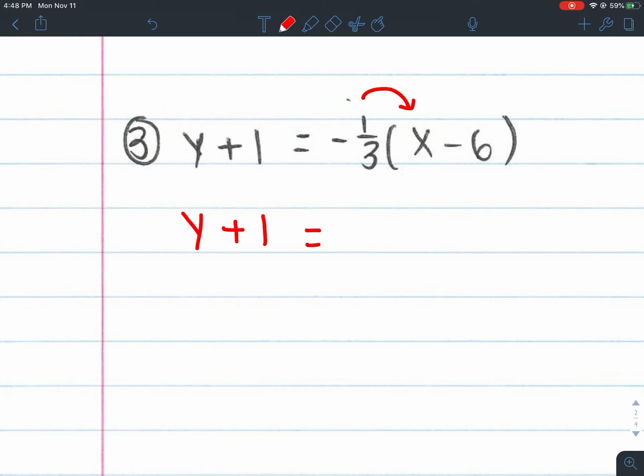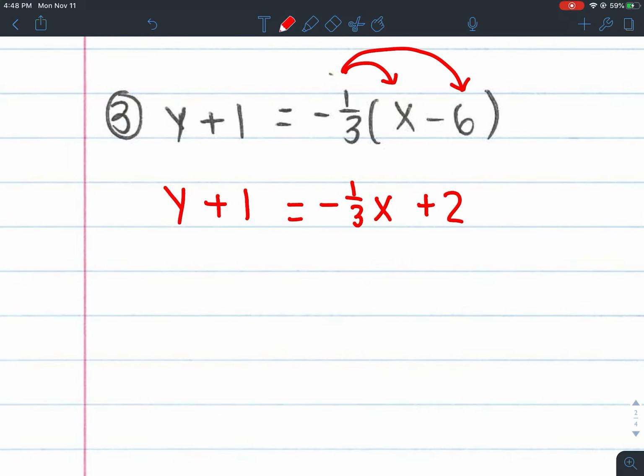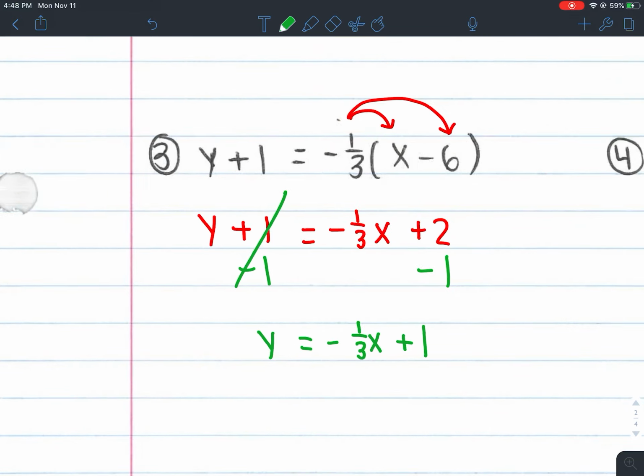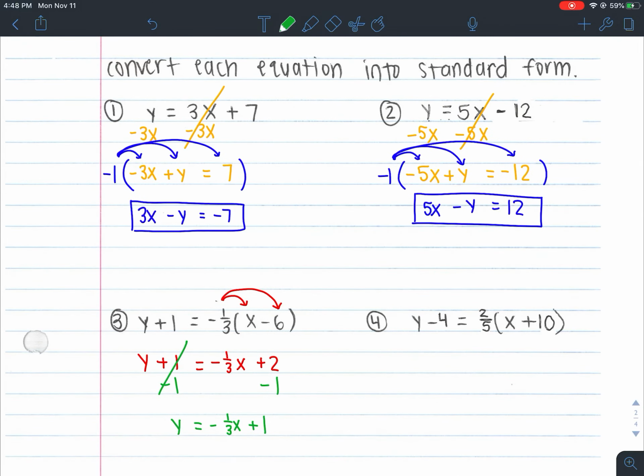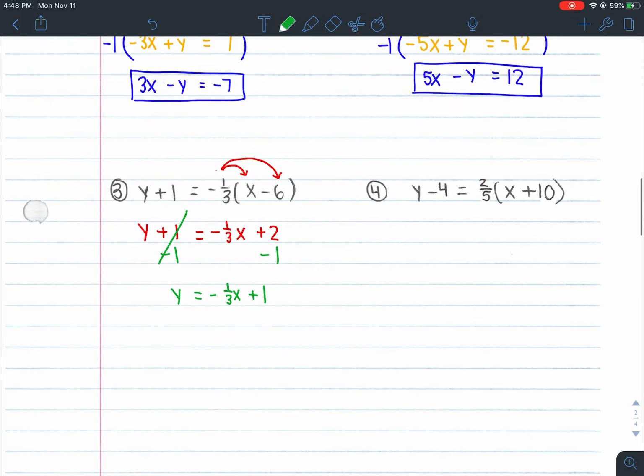Negative 1/3 times x is going to be negative 1/3 x. Negative 1/3 times negative 6 is positive 2. The next thing I'm going to do is subtract 1 on both sides to get the y by itself. Y equals negative 1/3 x plus 1. Now what form is this in? Y equals mx plus b, just like the previous two problems. So now I can go ahead and just do what I've been doing.